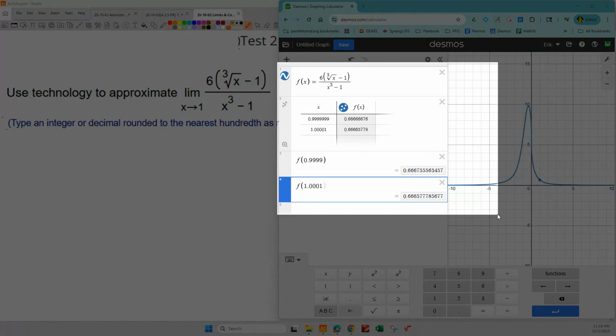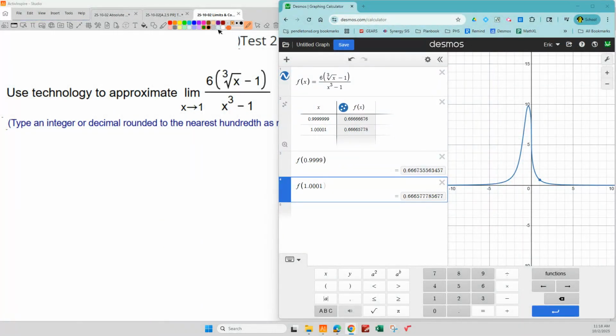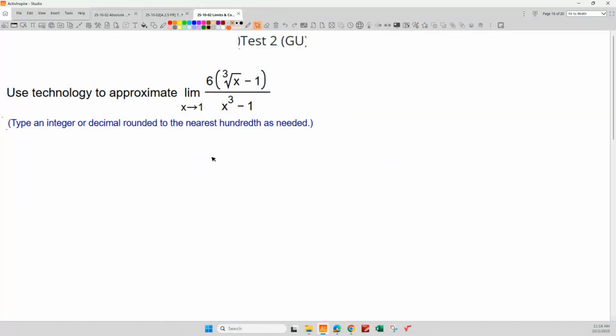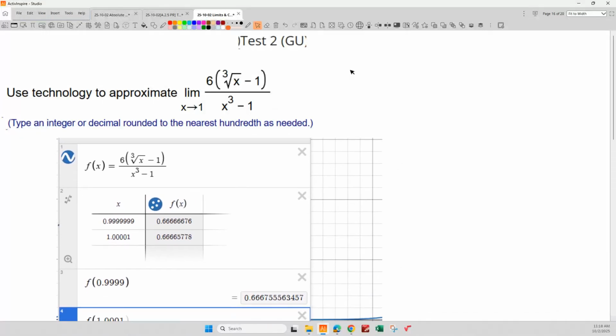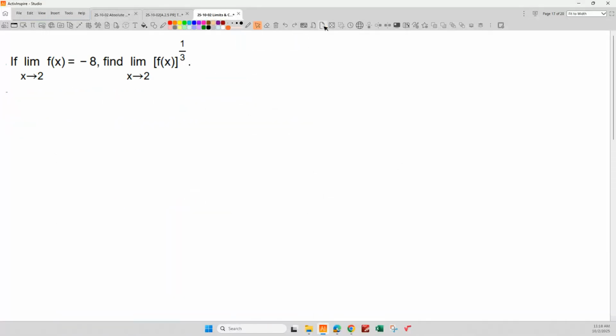We really don't even need the graph. We just want the table. We want to do this numerically. And there it is. Okay, what about something like that? What's going on there? They define the limit of f of x. We don't know what the function f of x is. Don't need to know, though, in this case. They tell us the limit of f of x as x approaches 2 is -8, and they want us to do this.